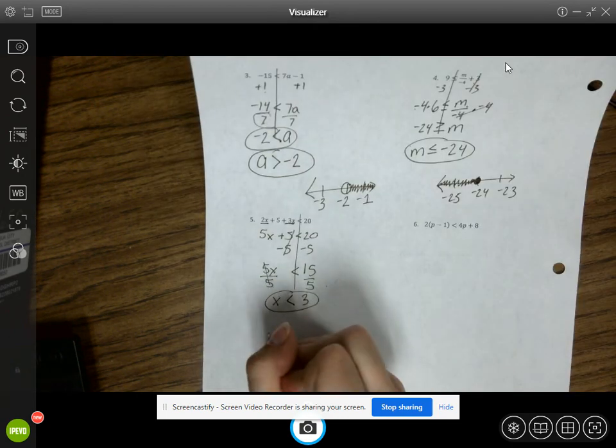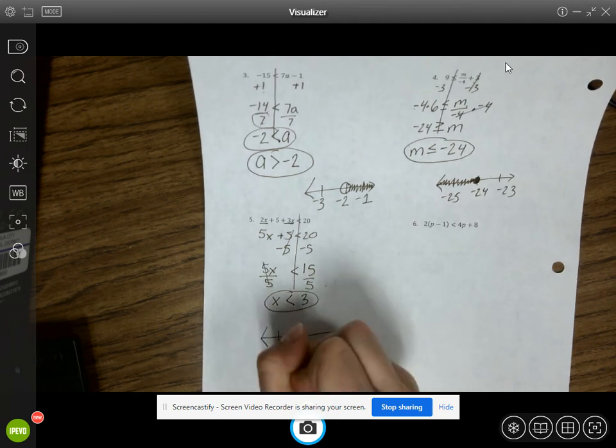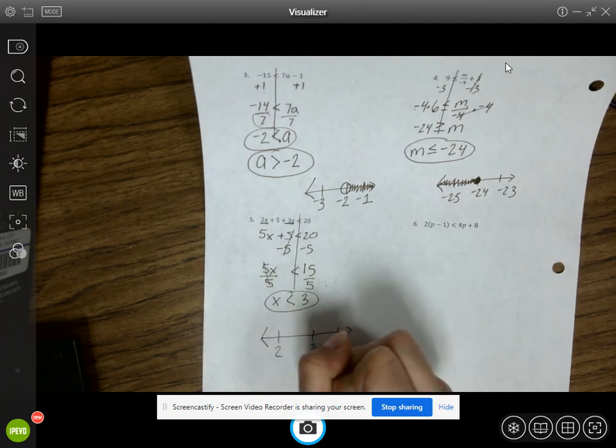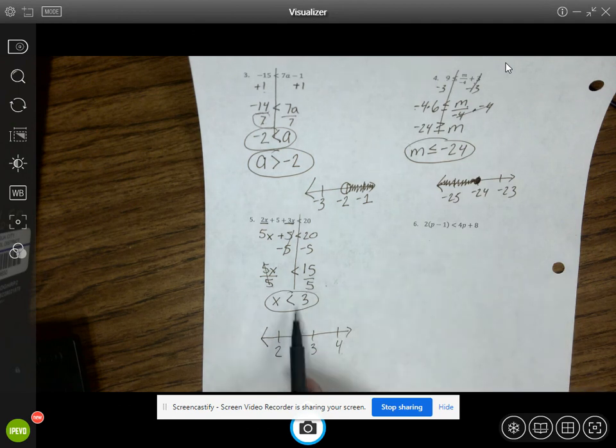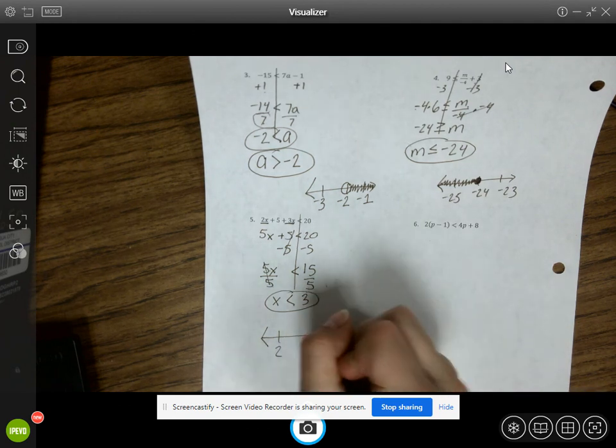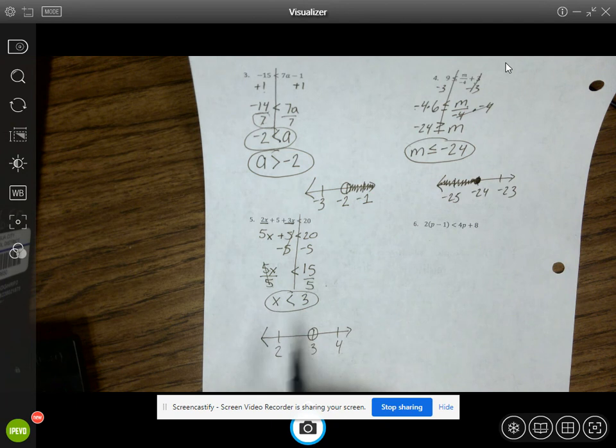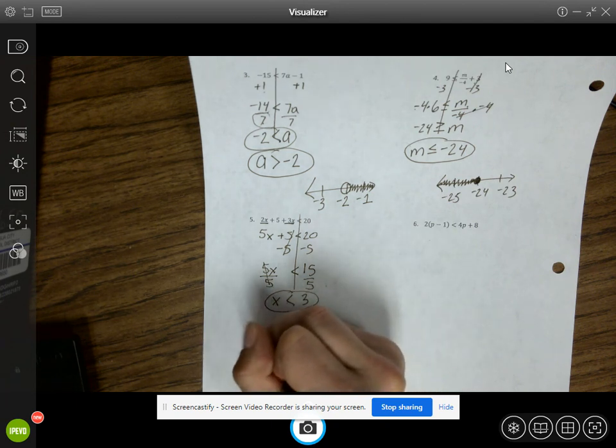And then you need to graph. 2, 3, 4. No line. Open circle. I want numbers less than 3. Less than would be to the left.